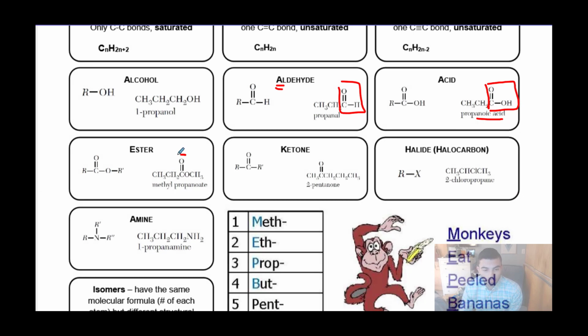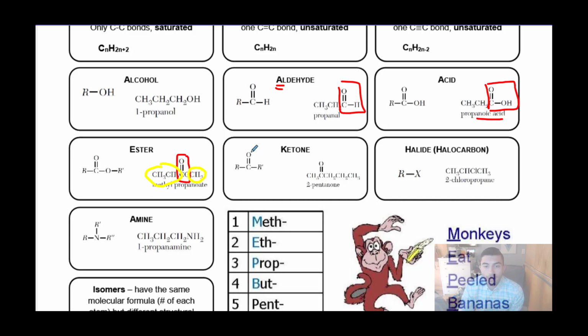Esters have this group somewhere in the middle of the carbon chain. Carbon double bonded to an oxygen and then single bonded to an oxygen on one side. These are probably the trickiest to name. We looked at esterification. Esters are formed from the reaction of an acid with an alcohol. And we always name the alcohol portion first. So here we have methyl and then propanoate. The methyl portion is what came from the alcohol. The propanoate is what came from the acid. And that's the order we name the esters in.